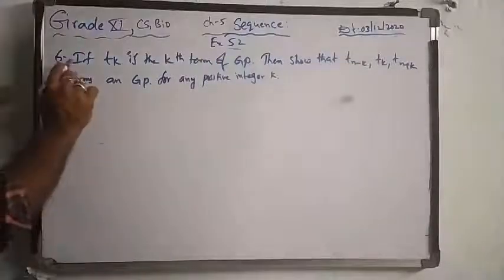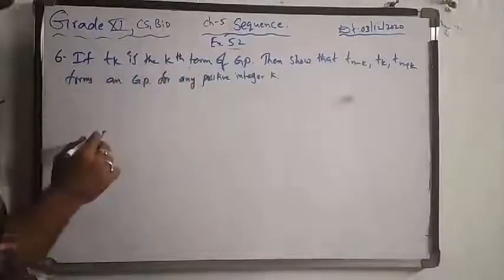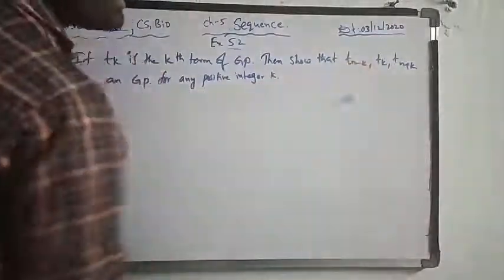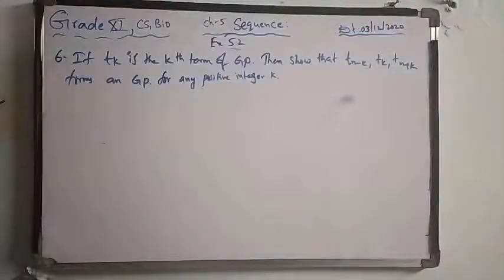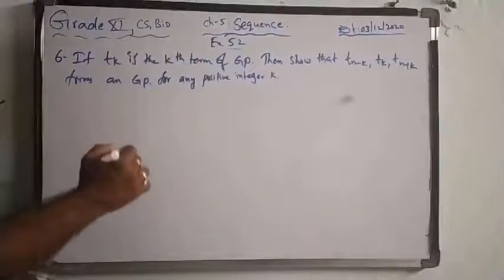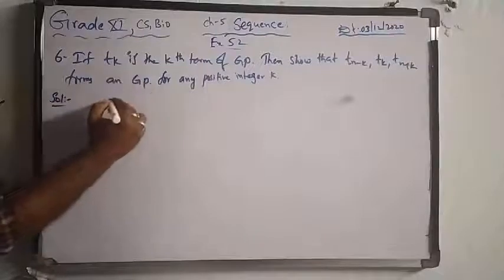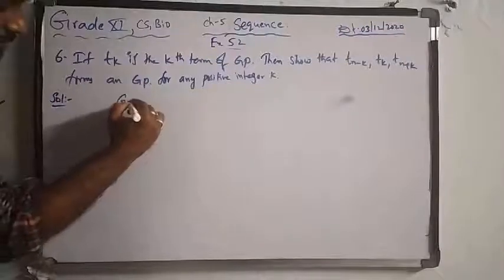Next question: if Tk is the kth term of a GP, then show that T of n minus k, Tk and T of n plus k form a GP for any positive integer k. Let us see the solution here. Tk is the general term of the GP.